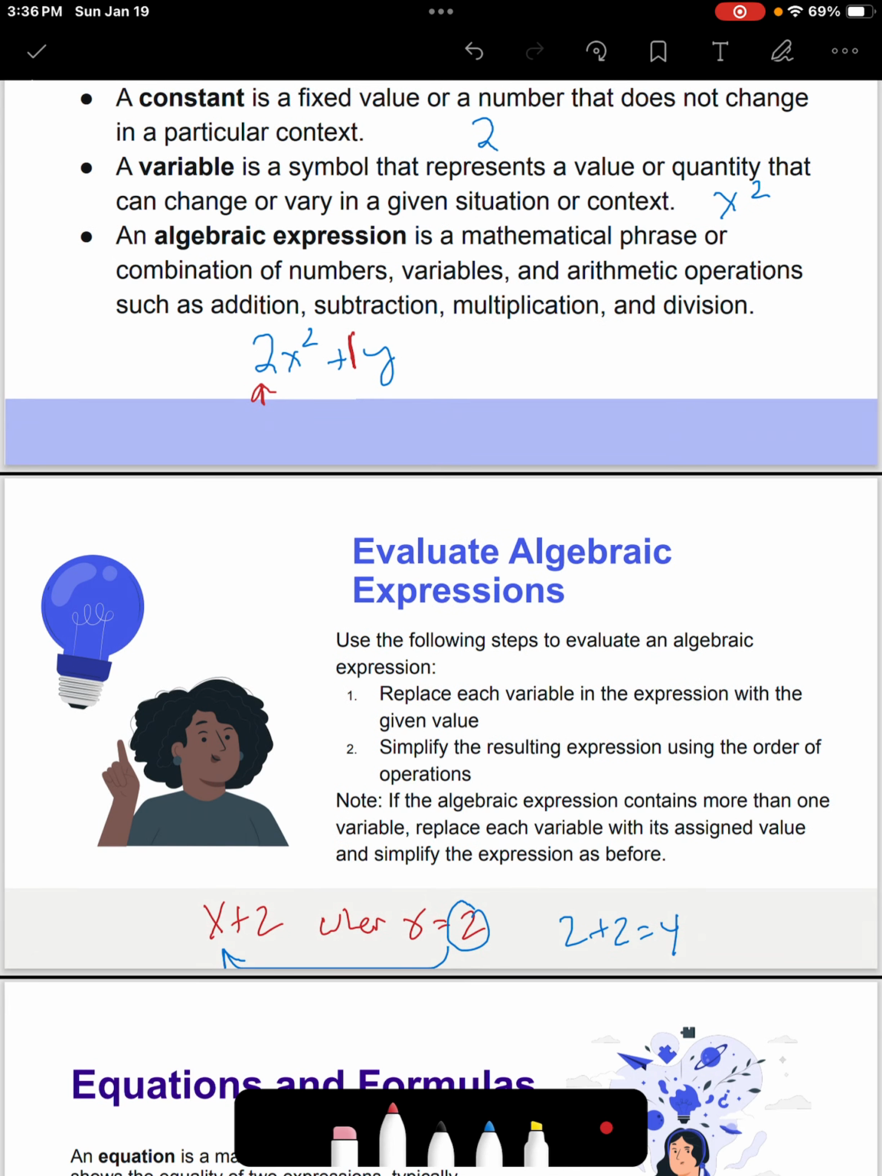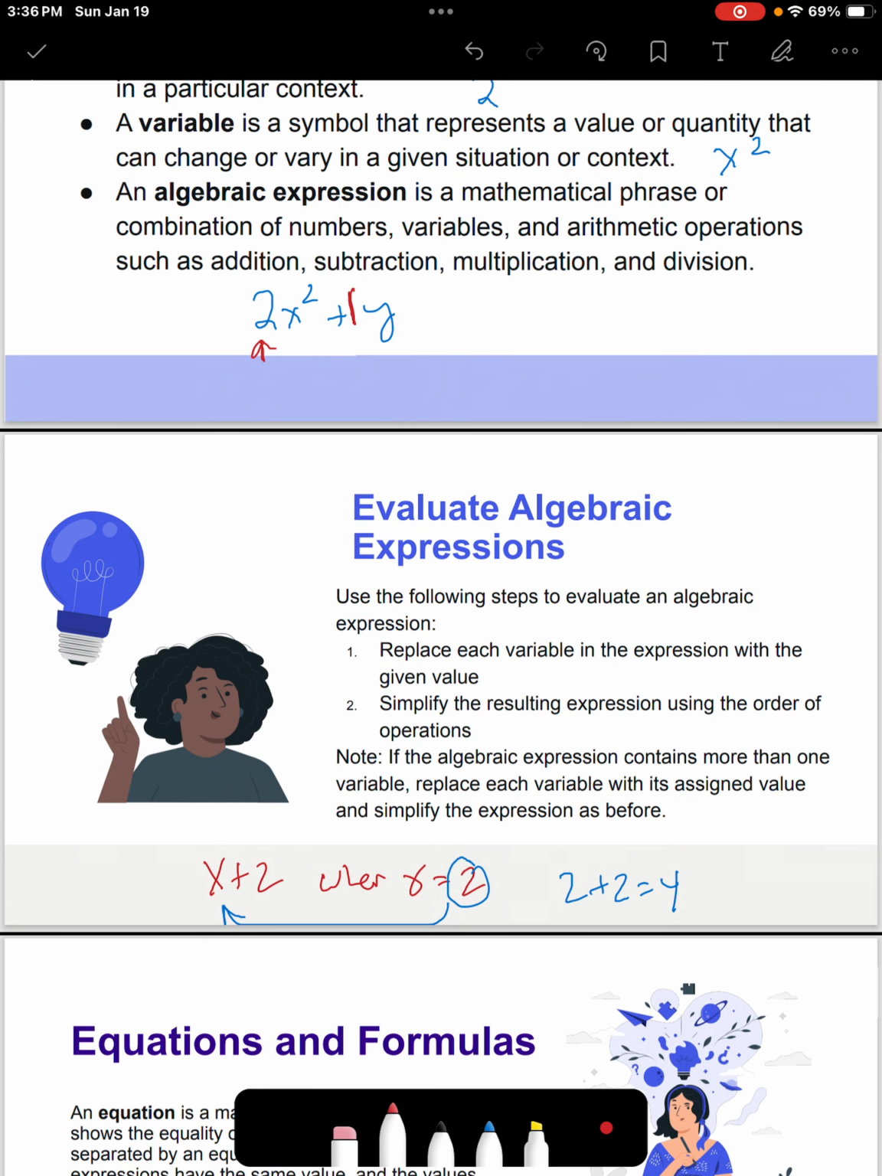If you want to evaluate an algebraic expression like x plus 2, you're going to take the 2 and you're going to put it in wherever you see an x. So that's where 2 plus 2 equals 4. So if I have x squared when x is 4, that's the same as 4 squared, or 16.